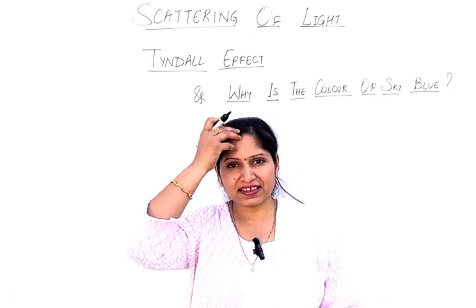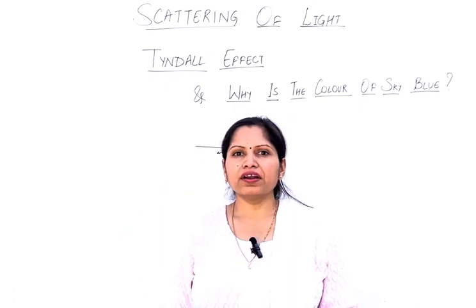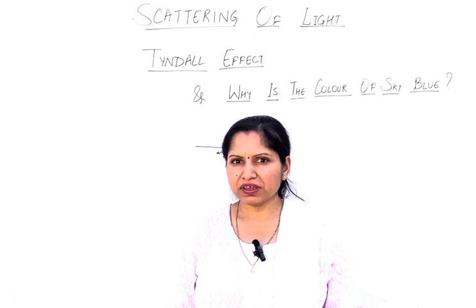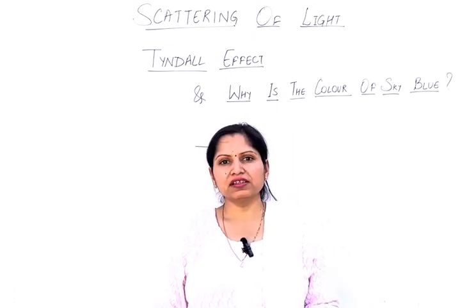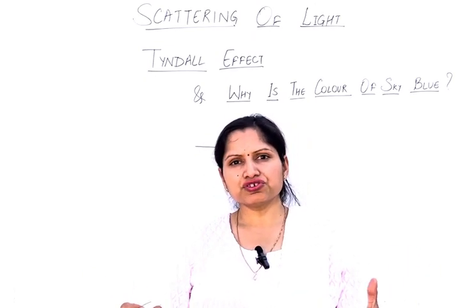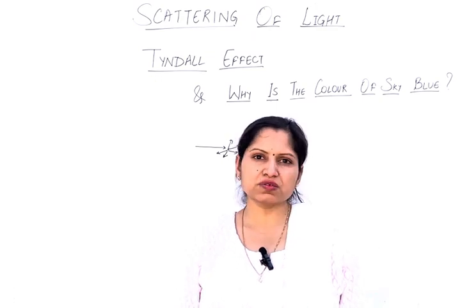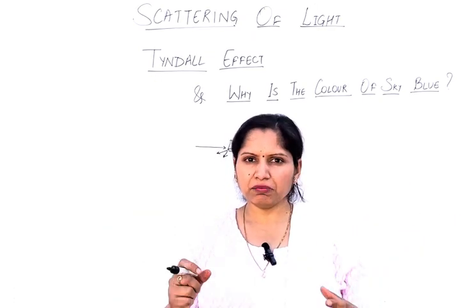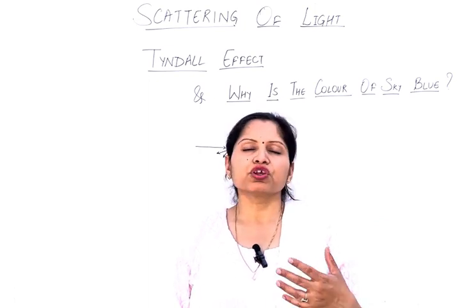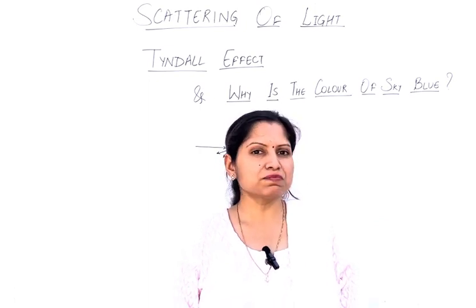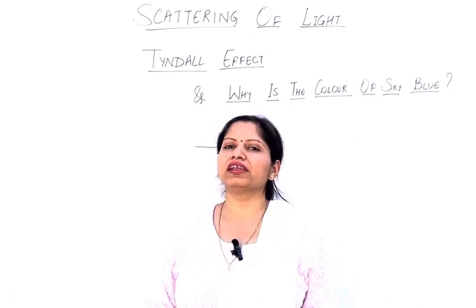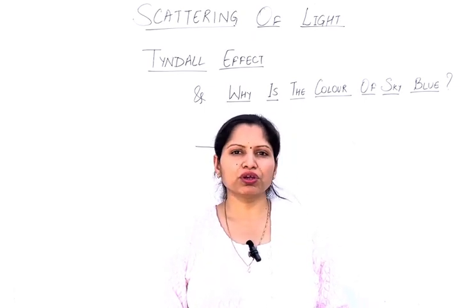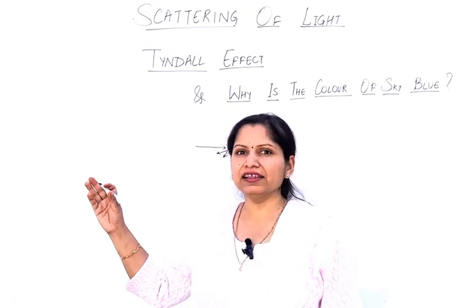Air, when it contains dust particles or water droplets, also behaves like a colloidal solution. It's a heterogeneous mixture. Actually, air is a heterogeneous mixture of dust particles, water vapors, and different suspended particles. So, when light passes through these particles, the pathway of the light is visible to us. And this visible pathway of light is known as the Tyndall effect.